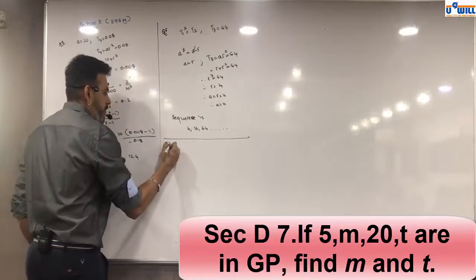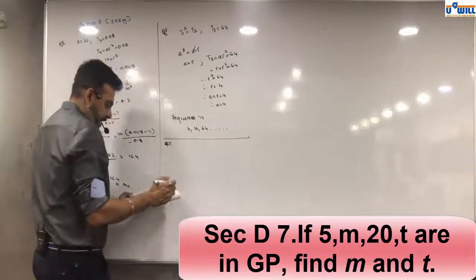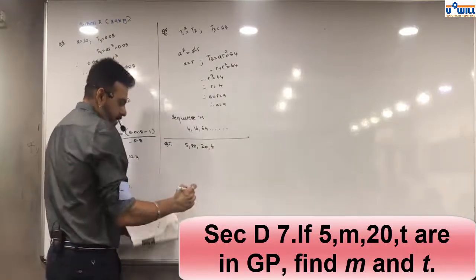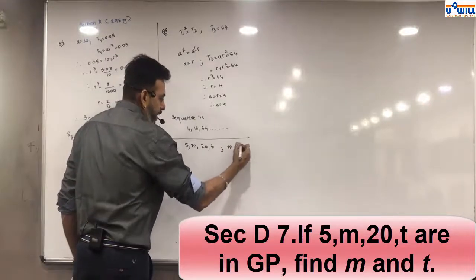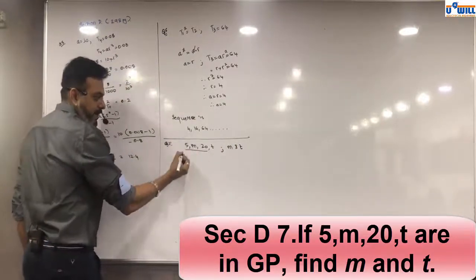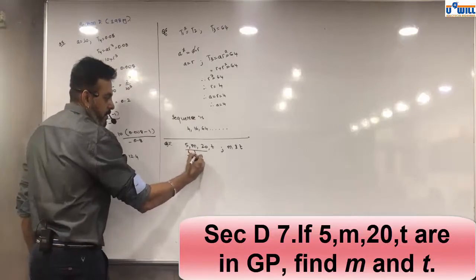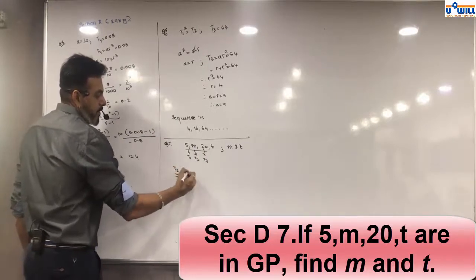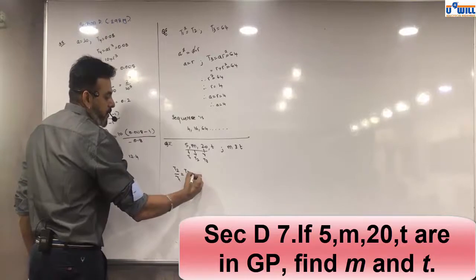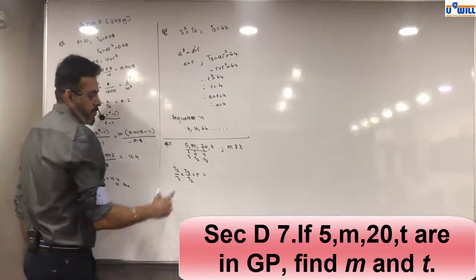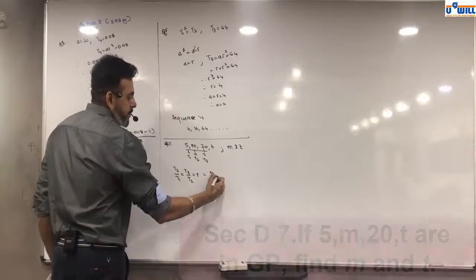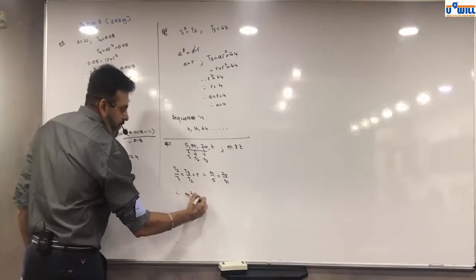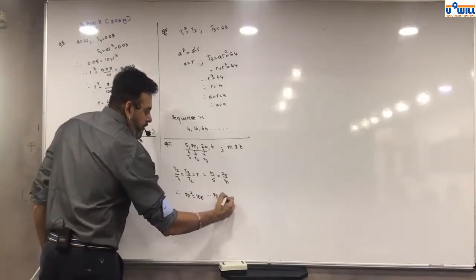Question 7. If 5, comma M, comma 20, comma T are in GP, we have to find M and we have to find T. First, we'll take these three terms. This is T1, T2 and T3. So we will take T2 upon T1 is equal to T3 upon T2 is equal to R, which is equal to M upon 5 is equal to 20 upon M. Therefore, M square is equal to 100. Therefore, M is equal to plus or minus 10.